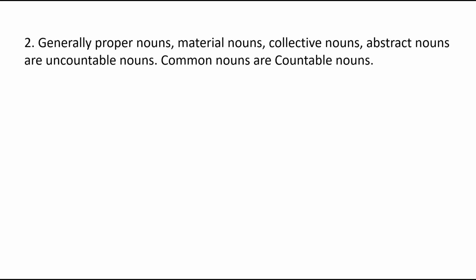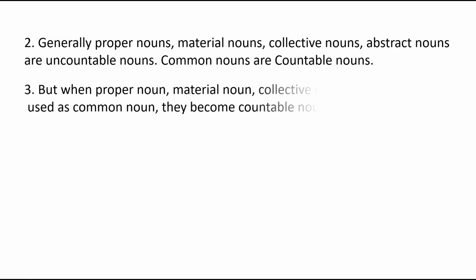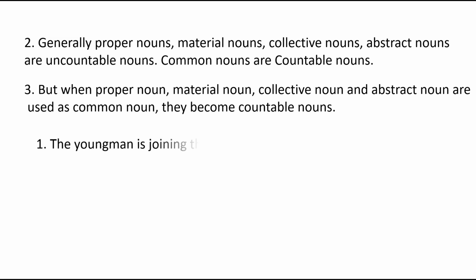Generally, proper nouns, material nouns, collective nouns, abstract nouns are uncountable nouns, and common nouns are countable nouns. But when proper noun, material noun, collective noun, and abstract noun are used as common noun, they become countable nouns. How? As for example, the young man is joining the navy. Here, navy is an uncountable noun. It is the armed force institution that the young man is joining, and we cannot count this. So it is an uncountable noun.